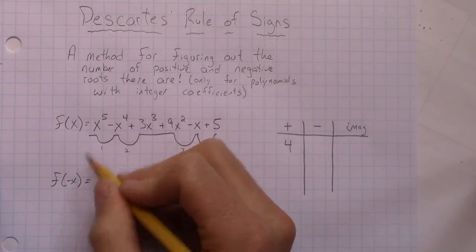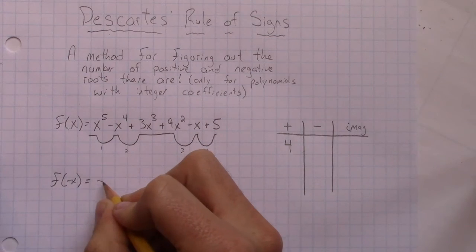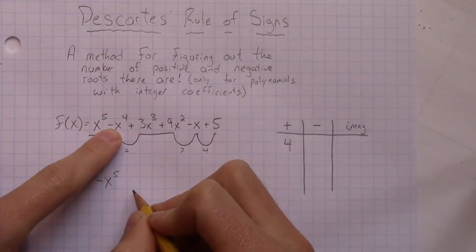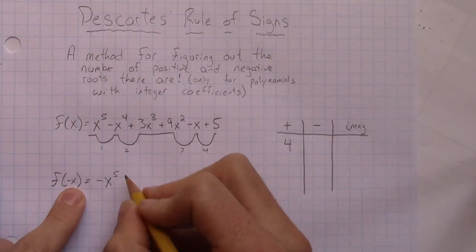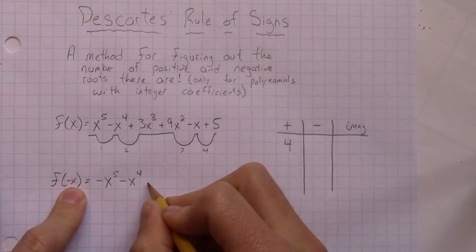Really what's happening is we're having negative x plugged in here. So negative x times negative x times negative x times negative x times negative x, that's going to be negative x to the 5th, all right? This is going to be an even number of times multiplying a negative x, so that's going to stay the same. X to the 4th power. Then this is an odd power that's going to change.